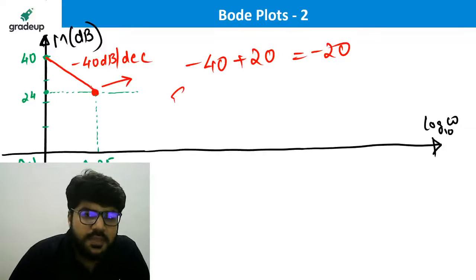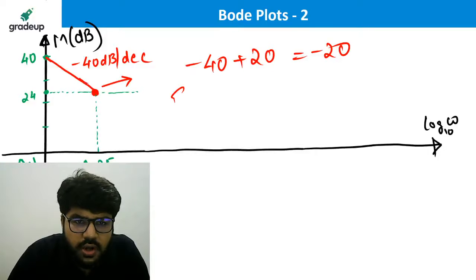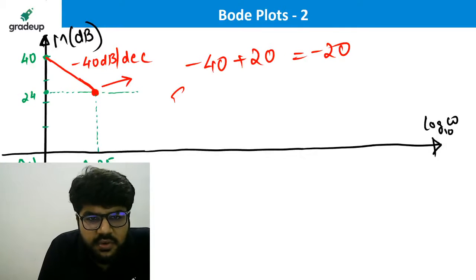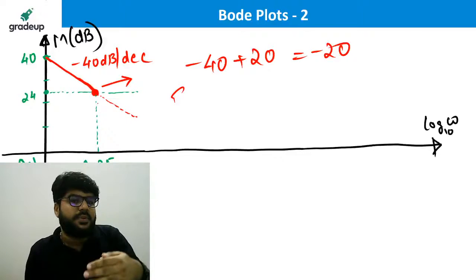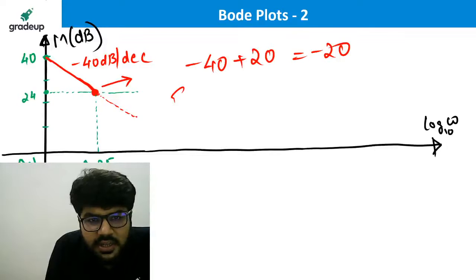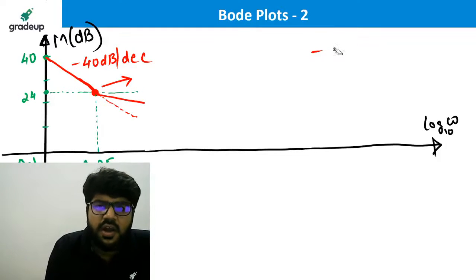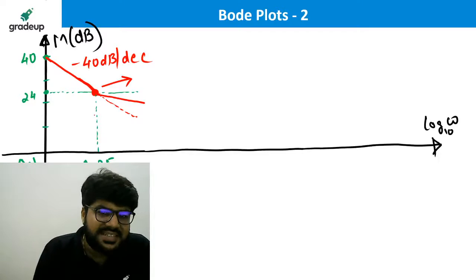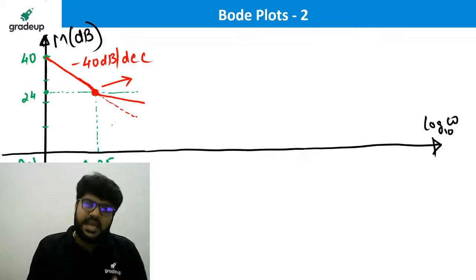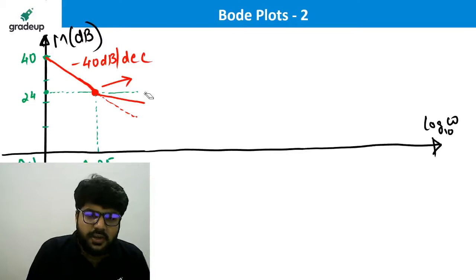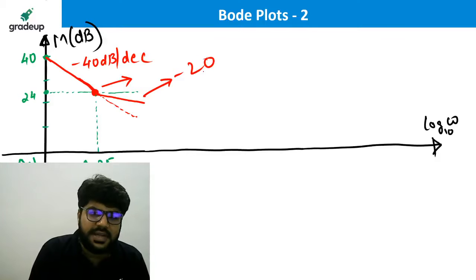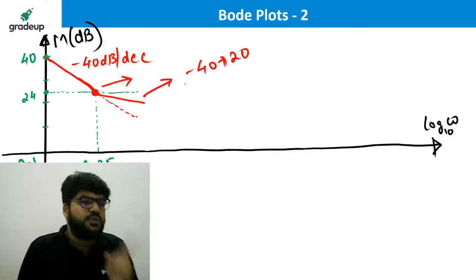Suppose there was no corner frequency, then this line would go in the same direction. But now, with the corner frequency coming, the line will bend upwards. Till what point will it go? For that exact calculation, we need one thing. It will go up to the next corner frequency, with a slope of minus 20, that is minus 40 plus 20, up to the next corner frequency.